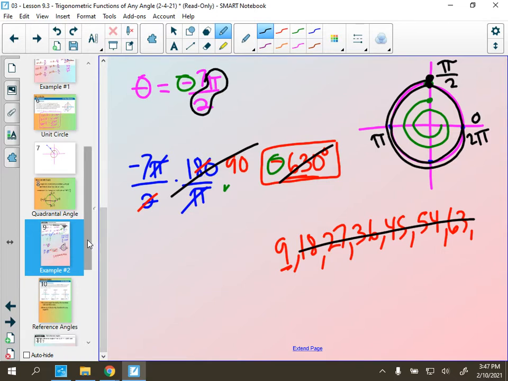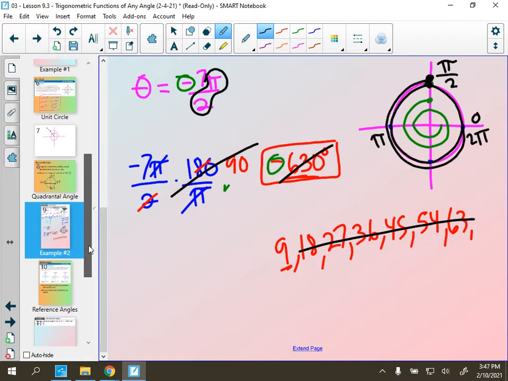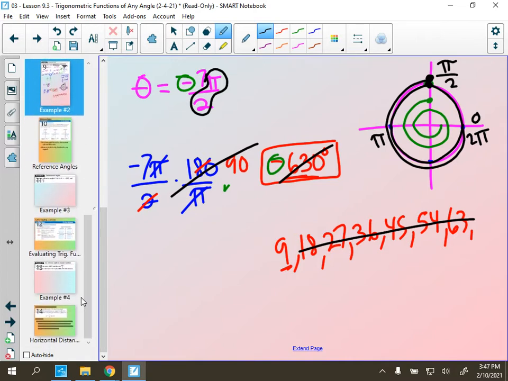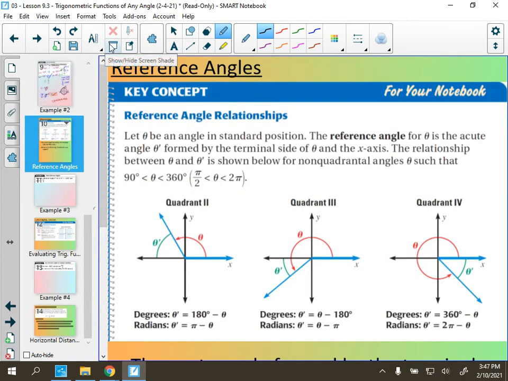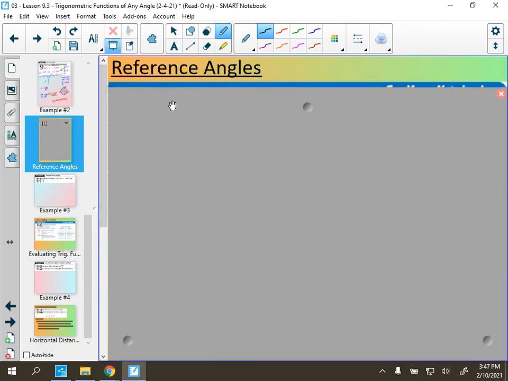All right. Let's move on here. We're actually doing okay. I think we have one kind of big concept left, and this last part will go relatively quick, okay? So here we go. Reference angles should be your next heading in your notes.